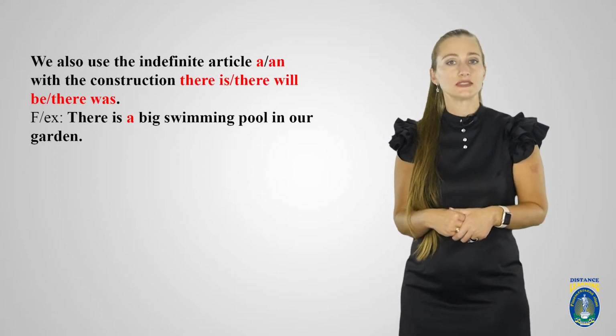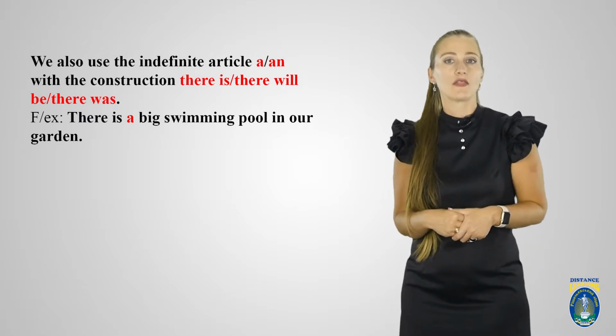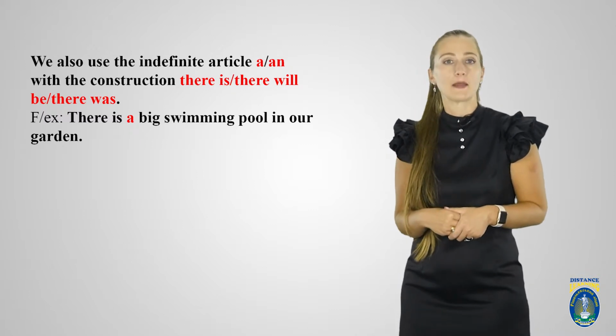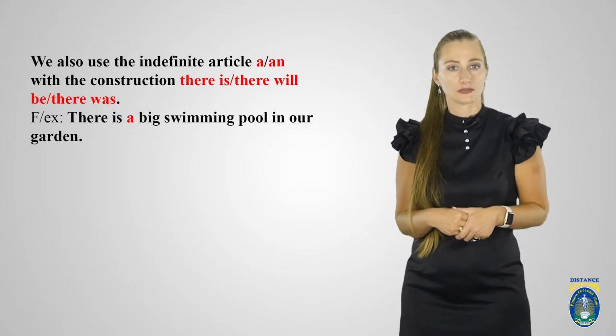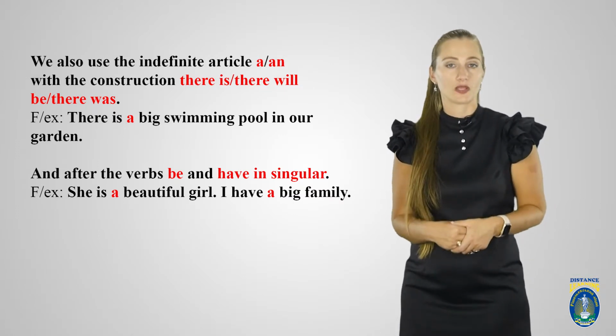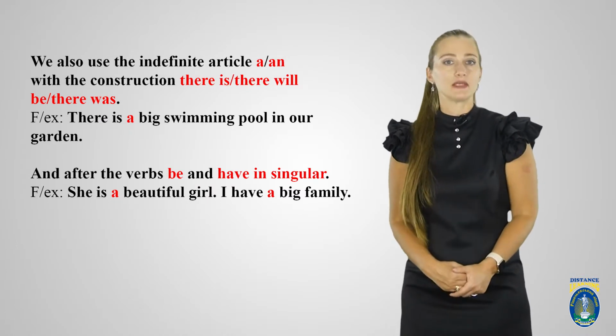We also use the indefinite article «a» with the construction there is, there will be, there was. For example, there is a big swimming pool in our garden. And after the verb be and have in singular. For example, she is a beautiful girl. I have a big family.